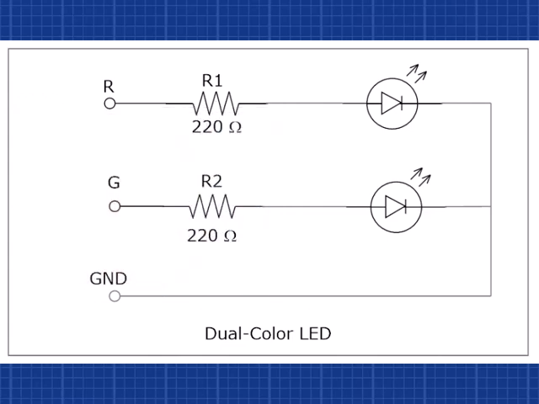The board has three main pins. Pin R connects to the anode of the red LED. Pin G connects to the anode of the green LED. And the GND pin is the common cathode for both LEDs.